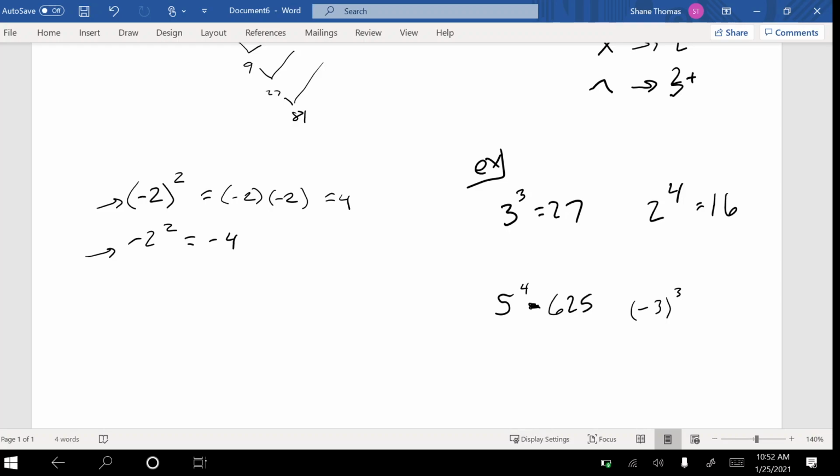Yeah. 5 squared is 25. To the third would be 125. To the fourth would be 625. Yeah. All right, and the last one.